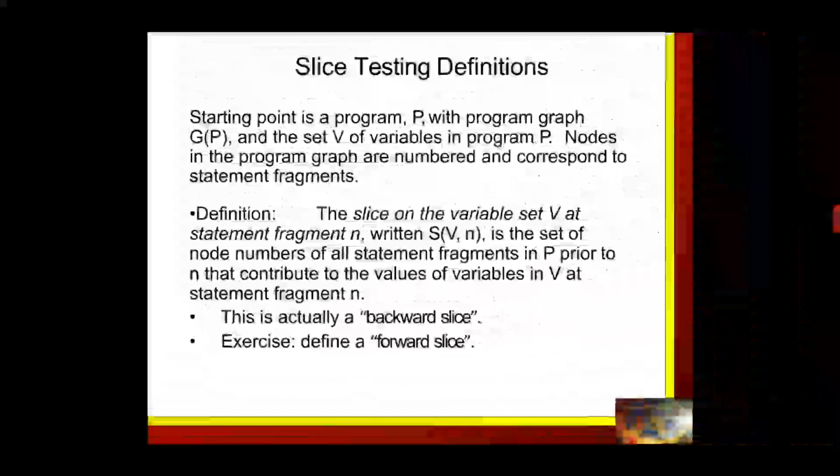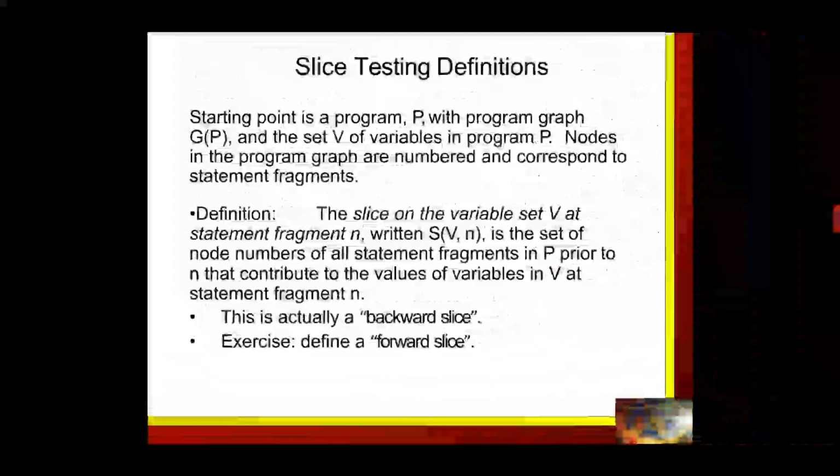So the slice on the variable set V at statement fragment n is written as S(V, n). Here V is nothing but the variable name, and n is nothing but the line number where it is used or defined. This is the representation we are going to use throughout our slice-based testing. In brackets, we use the variable name, and n is the node number.